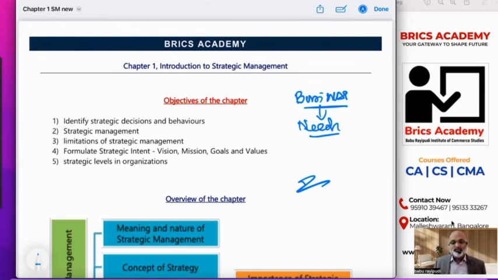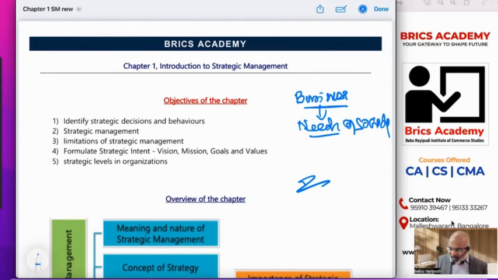So in general, business could be anything. In accountancy, business is all about keeping yourself busy. Or in general, business is all about selling goods. In the strategic management context, business is all about meeting the needs of the society. That means every business has to meet the need of the society.